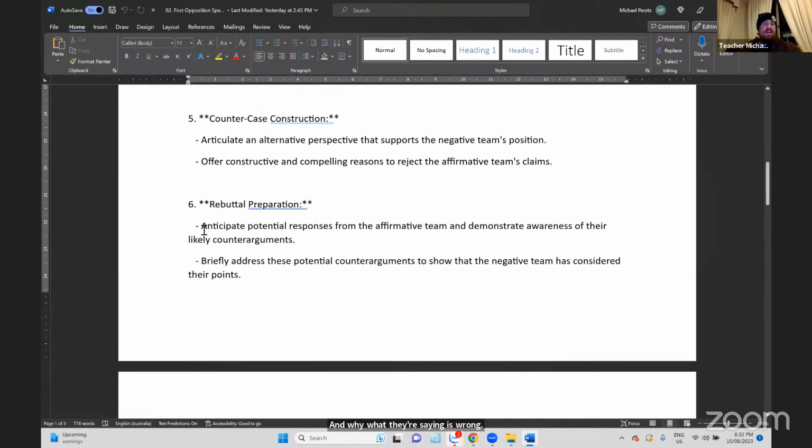We need to then anticipate potential responses from the affirmative team. And we need to show that we've been thinking about counter arguments that they may try to make to discredit us. And then we need to quickly address these potential arguments, to show that we have considered the affirmative team's point of view. So again, by showing that we've really thought about these issues well, that can make our case look a lot stronger, because we're saying, yeah, we have considered what they've said, but we think this reason's true, and we think that this reason cancels out what they've just said.